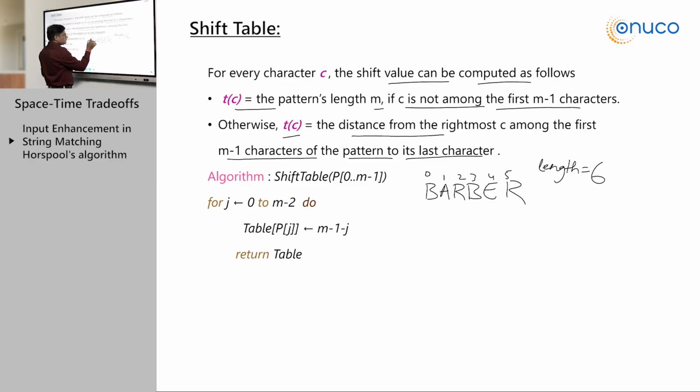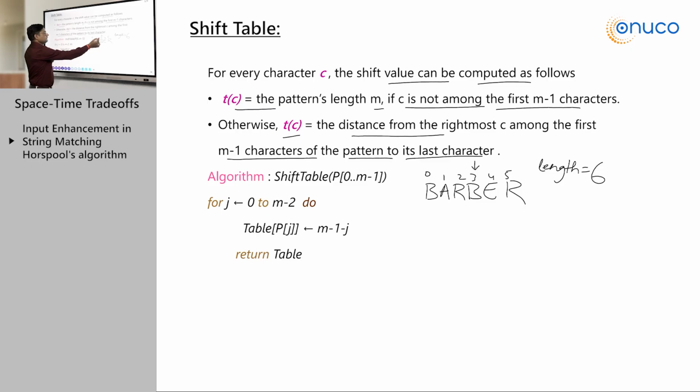If you are talking about this 0th, what will be the shift values? What will be the shift values for this B? So the rightmost B, we have one B, we have another B. So we will discuss with respect to this rightmost. So let us see that.